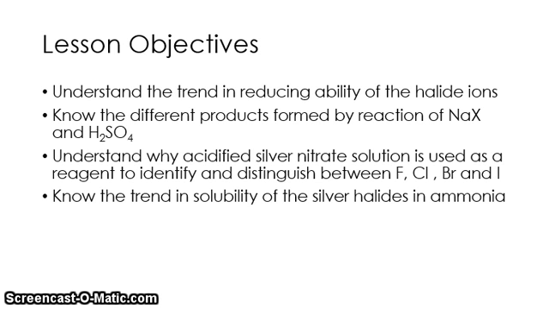So our lesson objectives for today are to understand the trend in reducing ability of the halide ions, know the different products formed by the reaction of NaX and sulfuric acid, understand why acidified silver nitrate solution is used as a reagent to identify and distinguish between fluorine, chlorine, bromine, and iodine, and know the trend in solubility of the silver halides in ammonia.